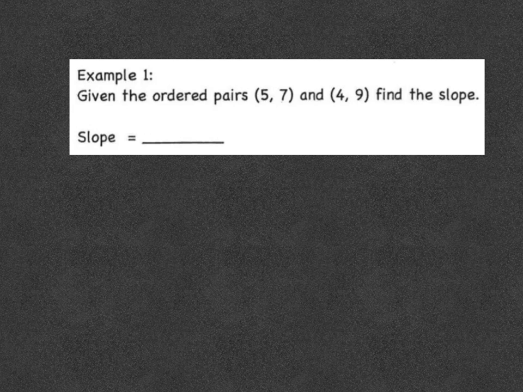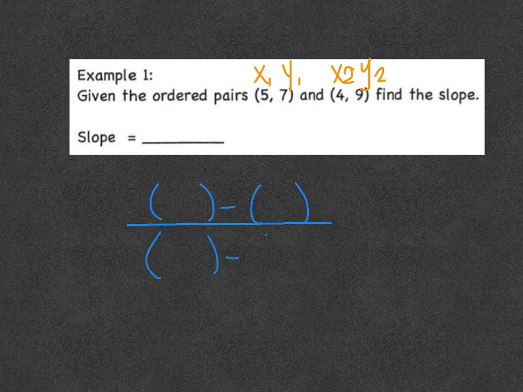Example number 1. The coordinates, the first pairing is 5, 7. The second pairing is 4, 9. I'm going to label what those are. x1, y1, x2, y2. Then I'm going to set up my equation. I like to go ahead and just put these parentheses in so I make sure when I do come across negative numbers that I don't mess that up with the subtraction sign that's in the center. Just trying to keep myself straight on that.